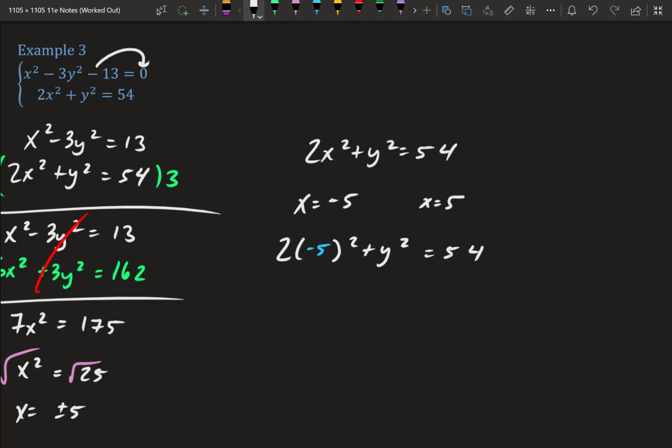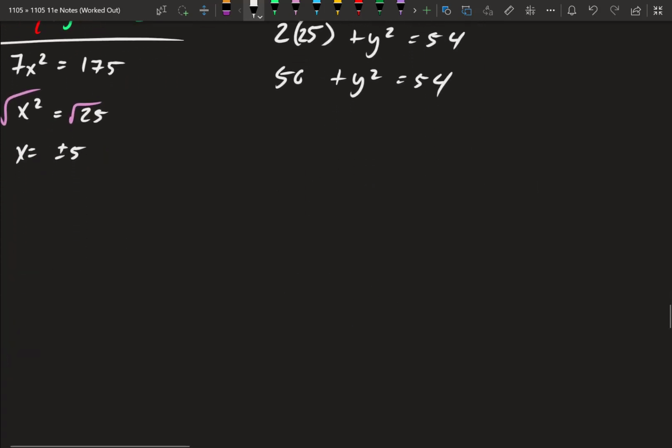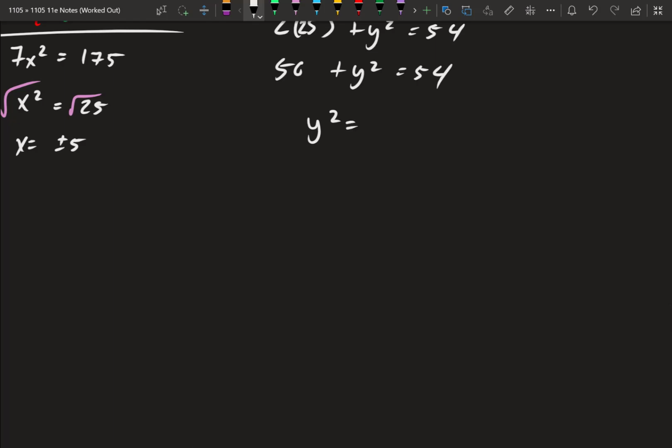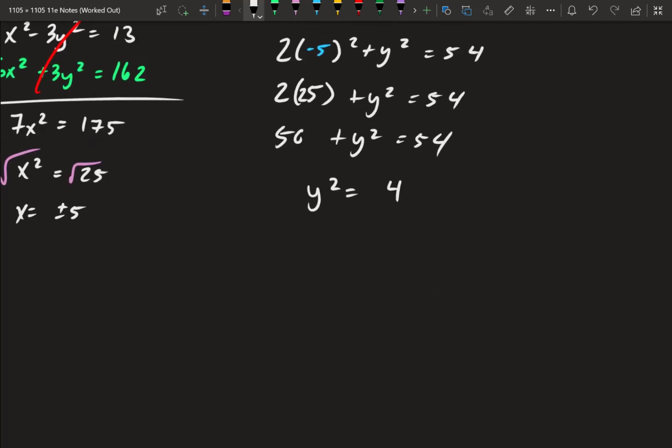Do you notice we're squaring the x we're plugging in? So we will actually need to plug this in once because we're squaring it. So we have 2 times 25 plus y squared equals 54. So 50 plus y squared equals 54. Subtract 50, so we get y squared equals 4. Square root it, and we get y equals positive/negative 2.